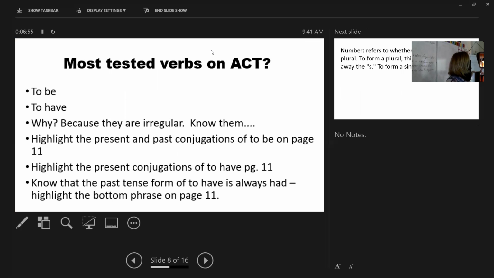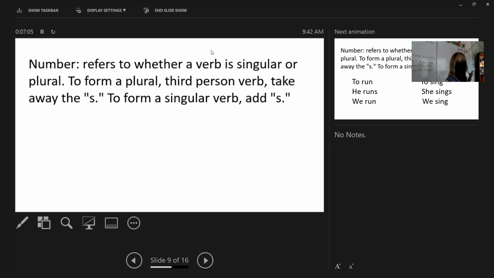Most tested verbs on the ACT, to be and to have. Why? Because they are irregular. Know them. Okay, so highlight the present and past conjugations of to be and to have on the bottom of page 11, which is what you're doing now, so I can go on.